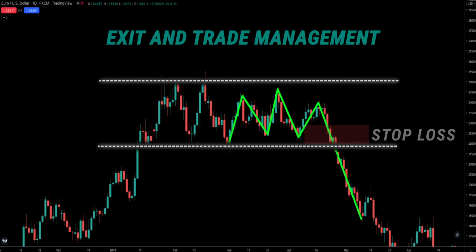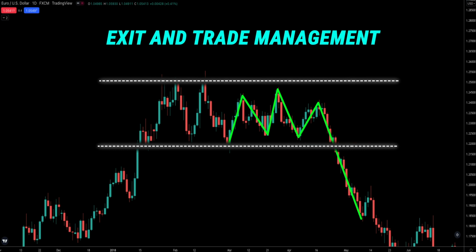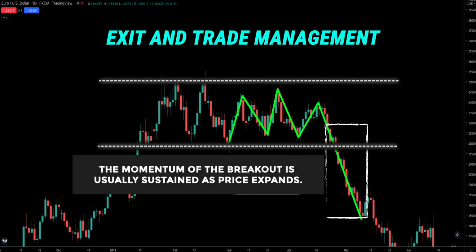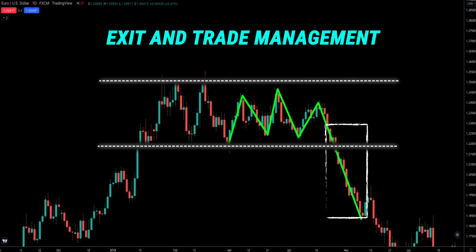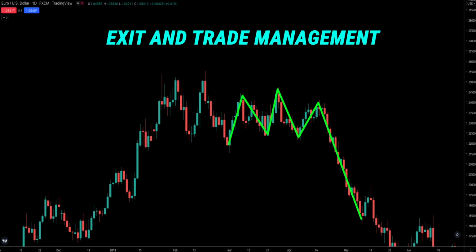So let's move on to exit and trade management. Breakout scenarios tend to have large expansion. This is because of the increase in the number of buyers or sellers after the breakout occurs. The momentum of the breakout is usually sustained as price expands. So this makes breakout trades extremely profitable with good risk to reward ratios. Therefore, I tend to target at least a 1:3 risk to reward ratio on my breakout trades.